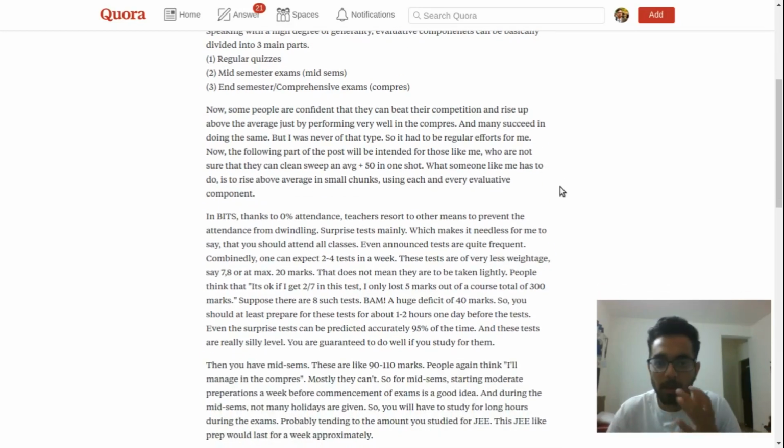Now, as we saw, ultimately it all boils down to rising as far above the average as possible. There are certain people who are confident in their abilities that they'll be able to manage average plus 50 or average plus 60, that is the A grade range, just by performing very well in the end semester exams. And some actually do succeed in that, but I personally was never of that type. So I had to work regularly and I had to use all the evaluative components that were made available to me in a smart way to get to the 9 plus mark.